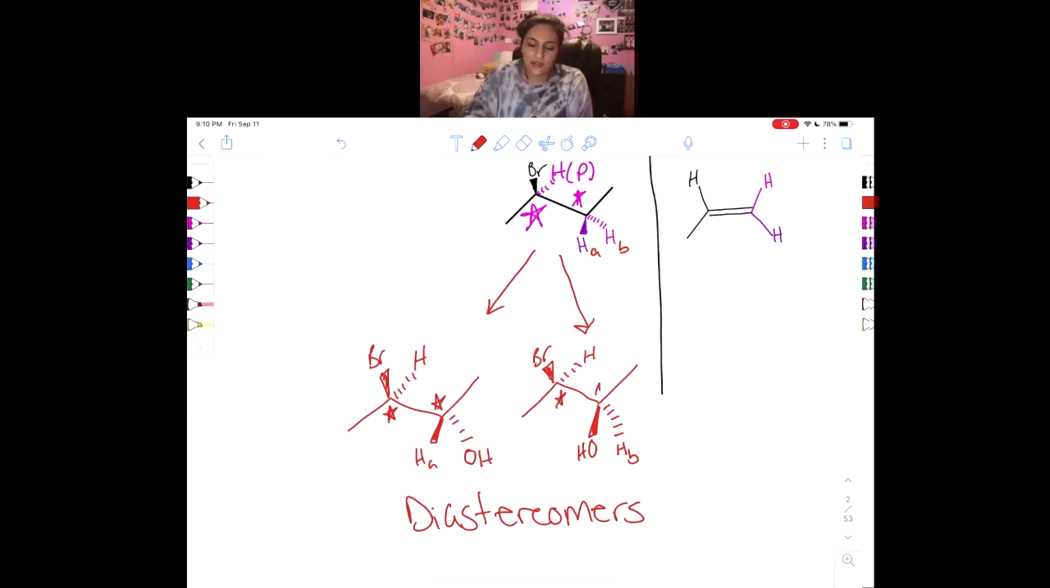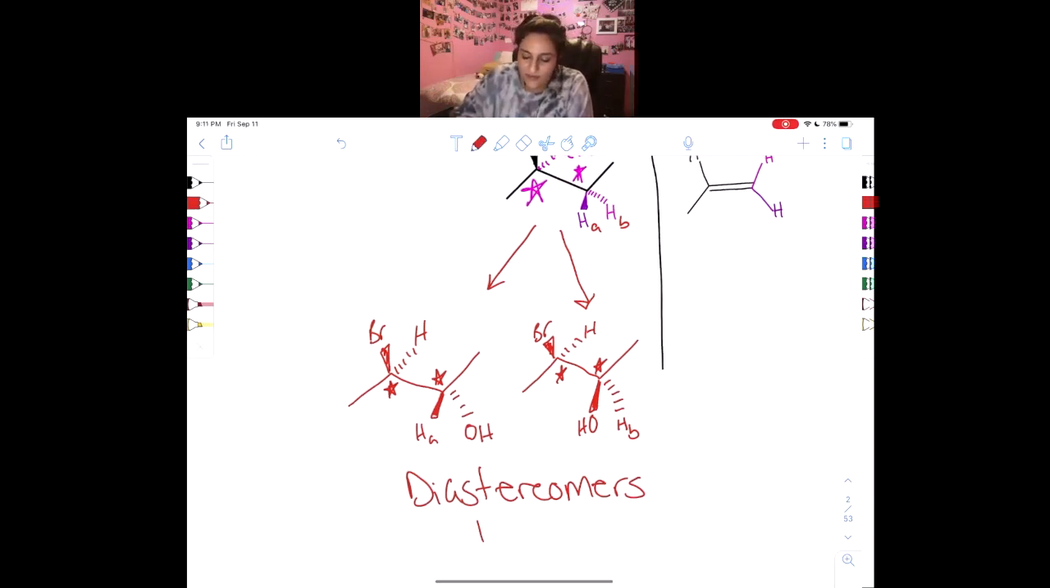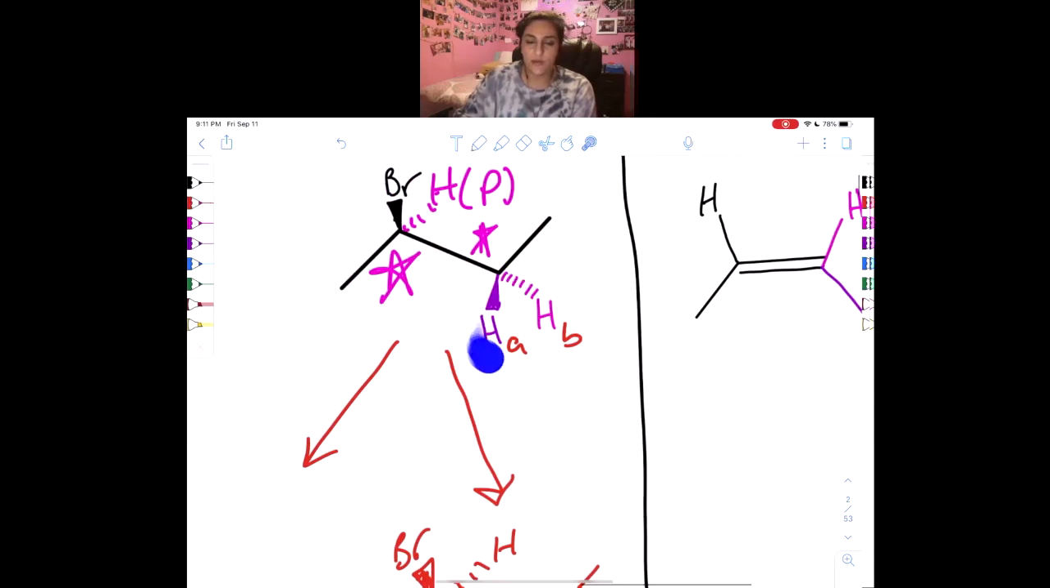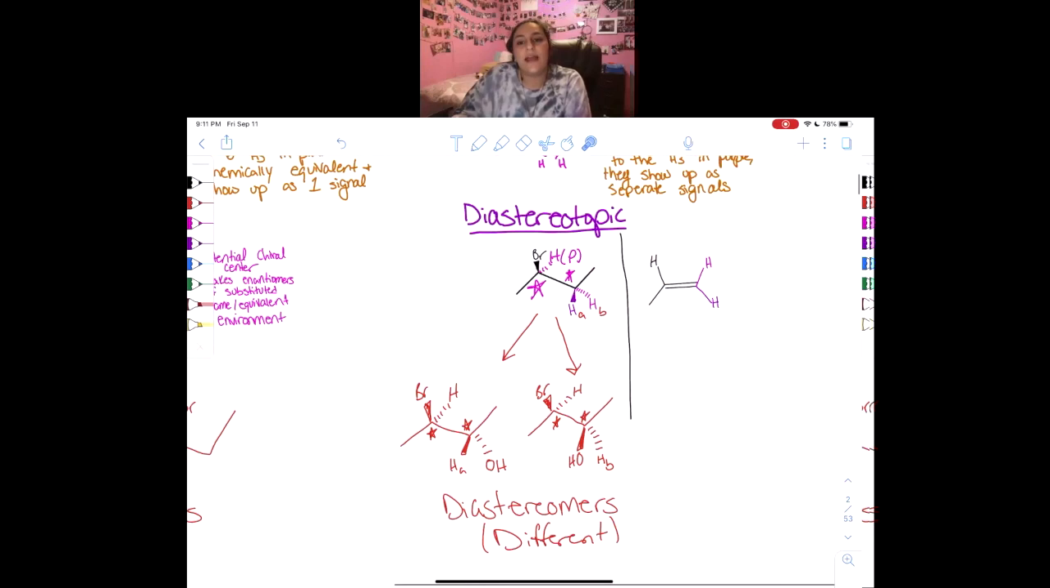And between these two molecules, this chiral center stays the same, but this one is different between the two. Diastereomers, again, D and D, D for diastereomers, D for difference. These have different chemical properties, and therefore they have different signals on the NMR spectrum as well. So HA and HB right here will count as two separate signals. They are diastereotopic.